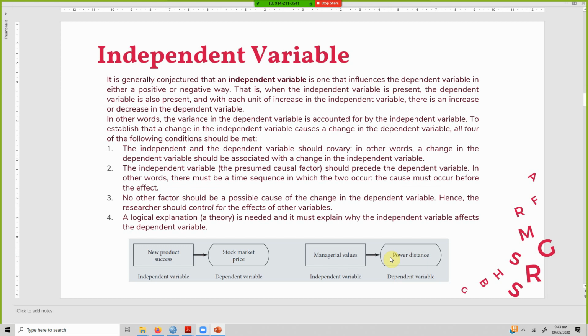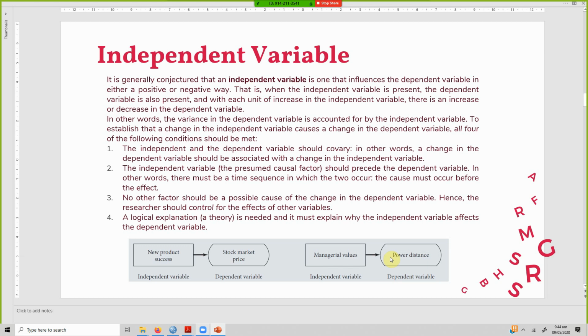Now, what's an independent variable? It is generally conjectured that an independent variable is one that influences the dependent variable in either a positive or a negative way. That is, when the independent variable is present, the dependent variable is also present. And with each unit increase in the independent variable, there is an increase or decrease in the dependent variable. So a variable that influences a dependent variable is normally referred to as an independent variable.